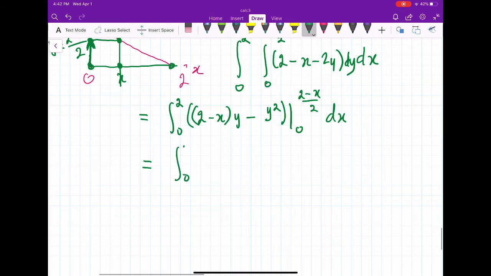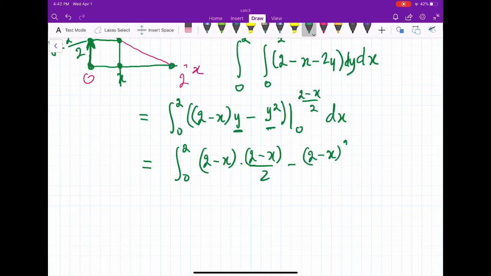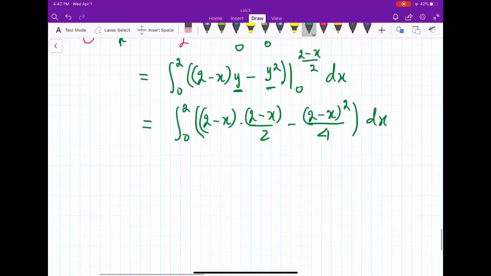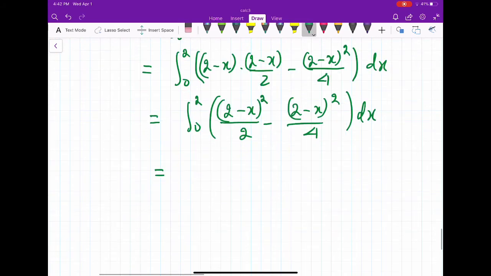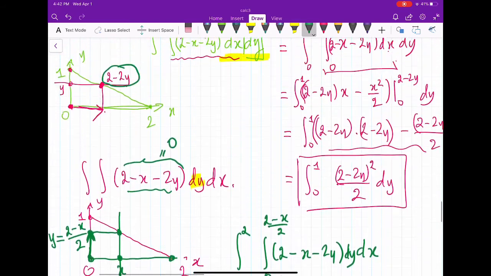Inside I have 0 to 2. I plug in 0 and 2 minus x over 2. At 0, the function is 0. At 2 minus x over 2, I get 2 minus x times 2 minus x over 2, minus 2 minus x squared over 4, because we square. If I simplify that, I will get the integral from 0 to 2 of 2 minus x squared over 4 dx. Let's compare with the first situation we have right here.